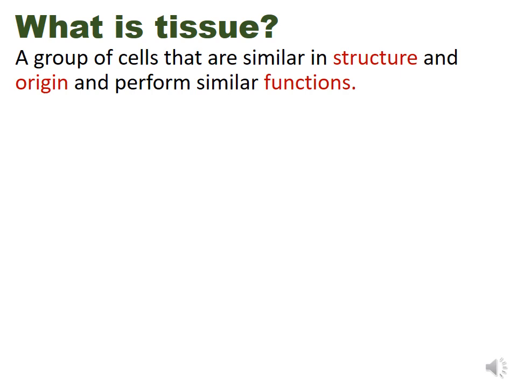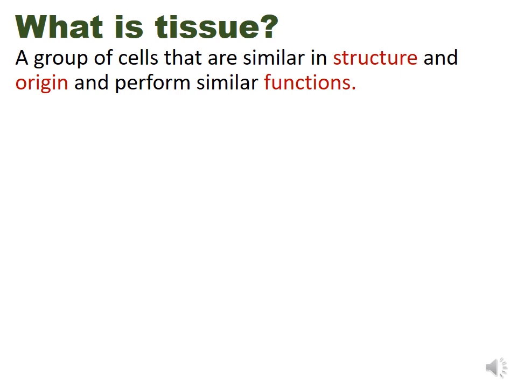For example, all the cells in the muscular tissue in human beings contract and relax to bring movement. And the cells in the nerve tissue all carry messages. So in a specific tissue, all of its cells have a specific and similar type of function.